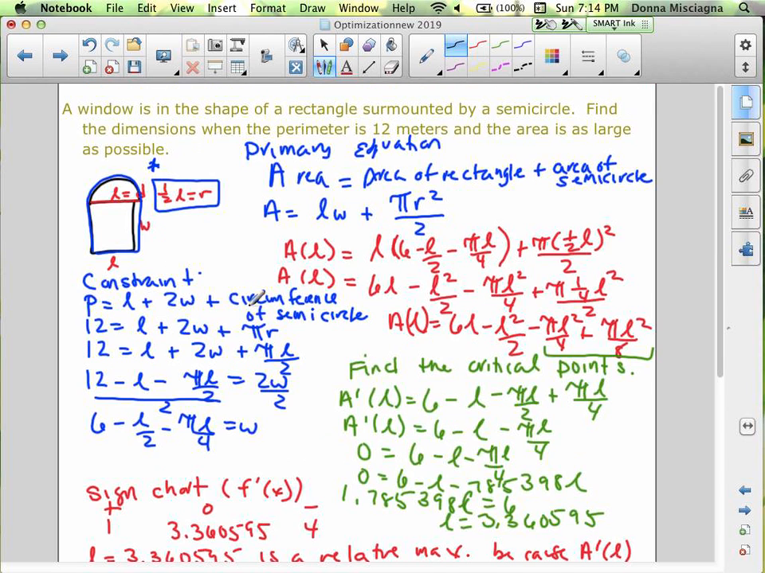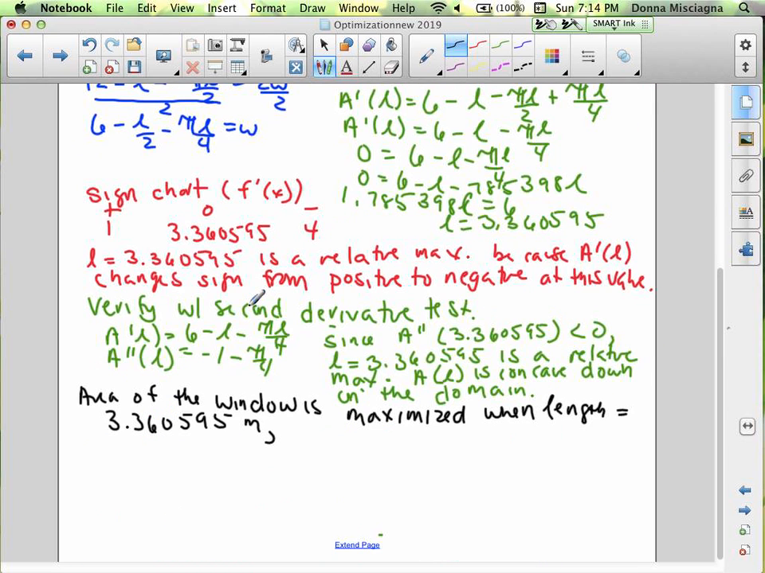Let's see, radius was half an L. So just divide that by half. Radius of the semicircle equals, so 3.360595 divided by 2, 1.6, it's dark in here, 1.6802975.